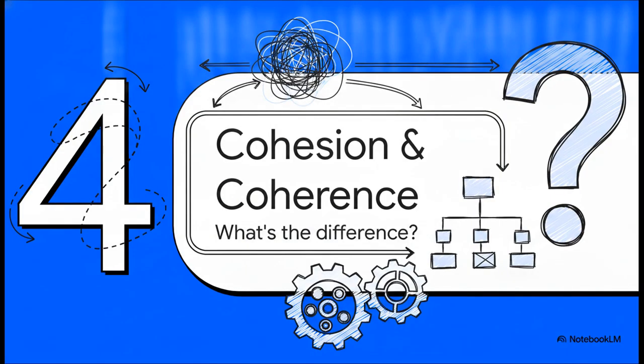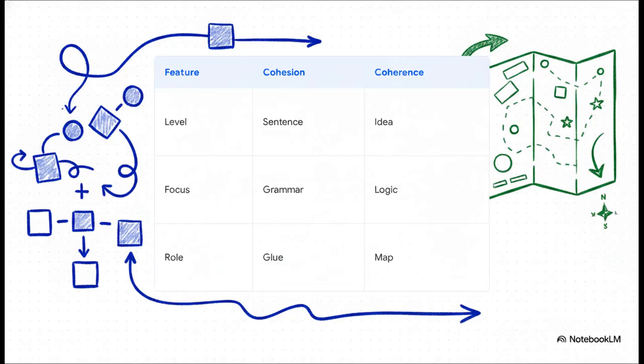Which leads us perfectly into Section 4, Cohesion and Coherence Explained. What is the actual difference? This is a huge pitfall for a lot of writers, so let's compare them. Cohesion happens strictly at the sentence level. It's the grammatical flow. Think of it as the glue connecting your words and sentences together, using those exact conjunctions we were just talking about.